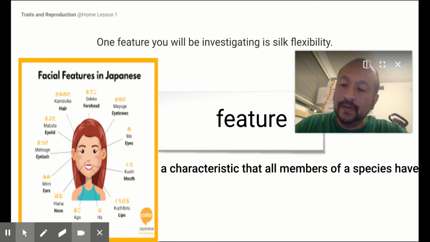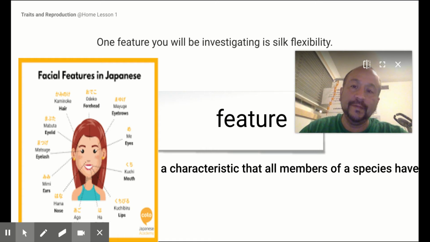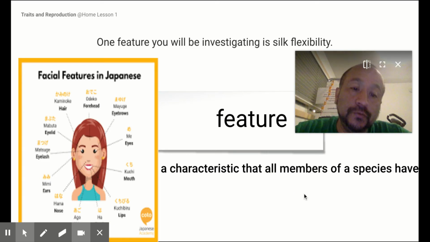And a feature is a characteristic that all members of a species have. So if you look at this here, you'll notice we have hair, we have a forehead, and those are all features of a human. 2 eyes, a mouth, lips, nose, ears, 2 sets of eyelashes, 2 eyelids, right? So those are all considered features.